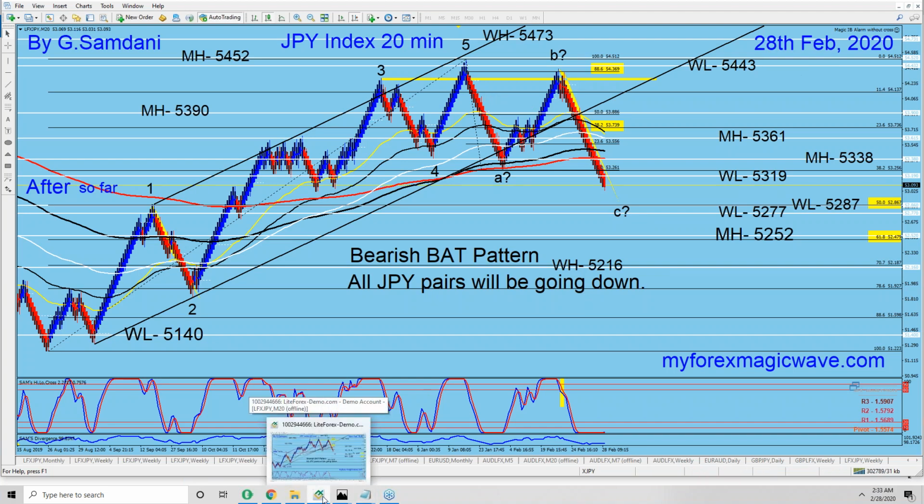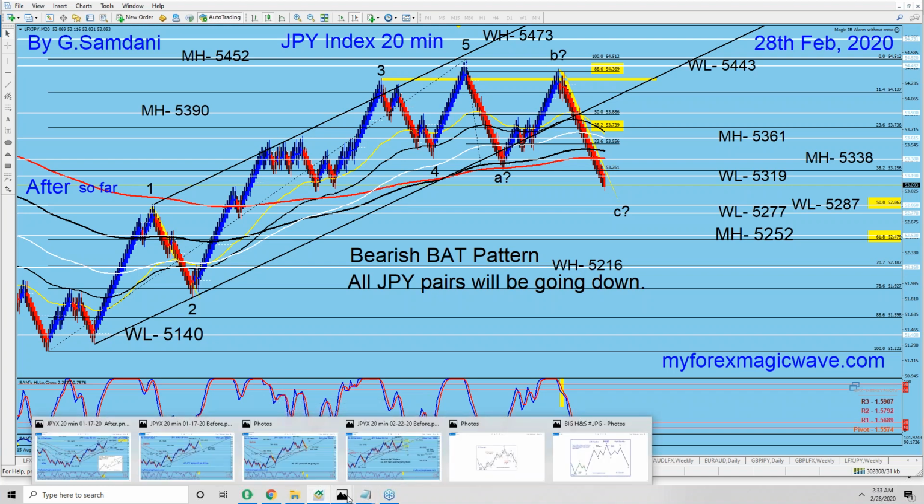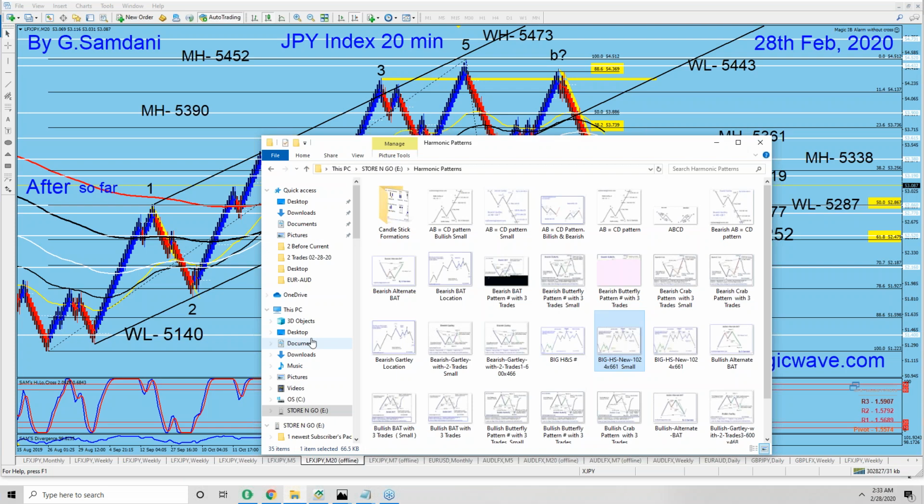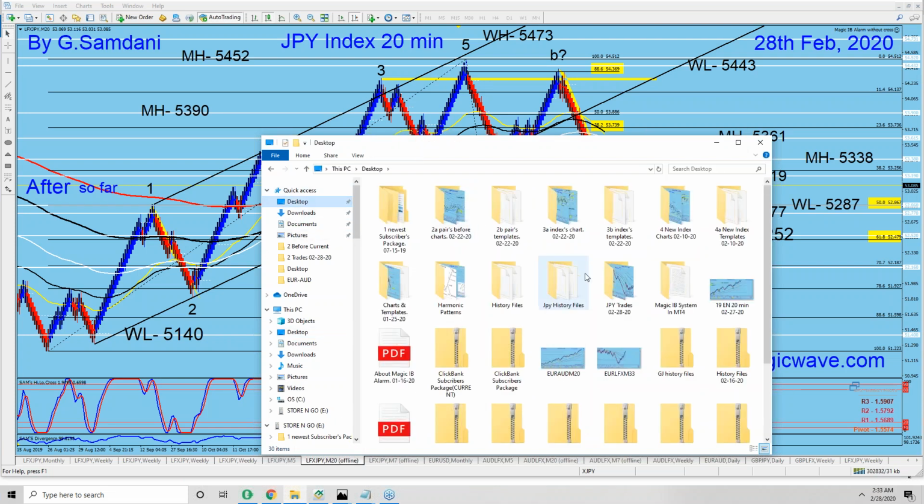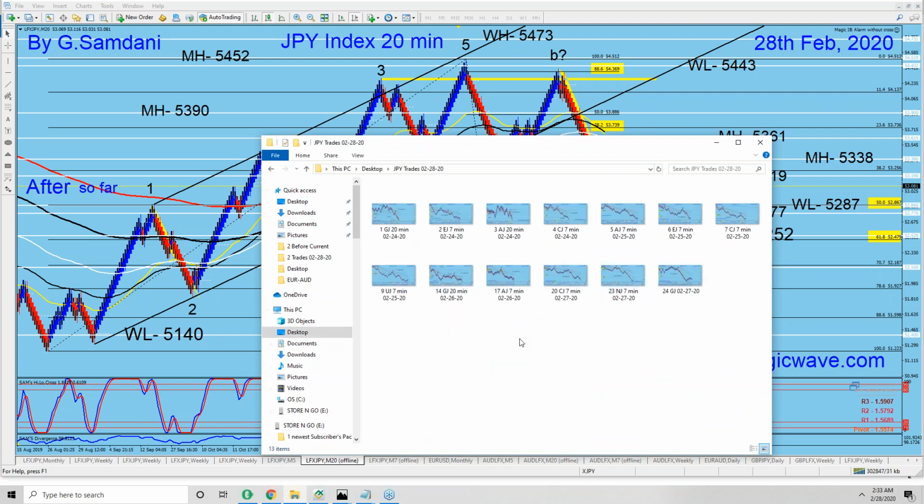The 23rd was Sunday, and then Monday comes. The 24th was Monday, right? So let's get started and start seeing the trades I took. Let me see, where are they? I forgot to open the folder. Yen trades right there. Okay, so let's go take a look.